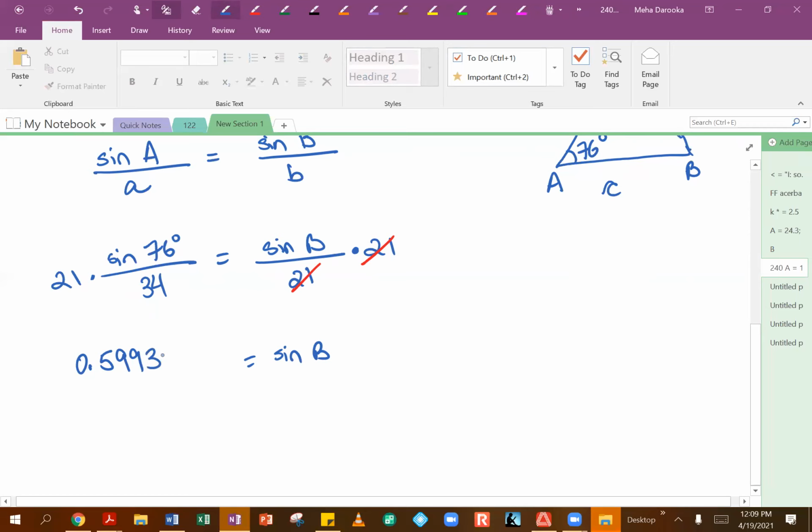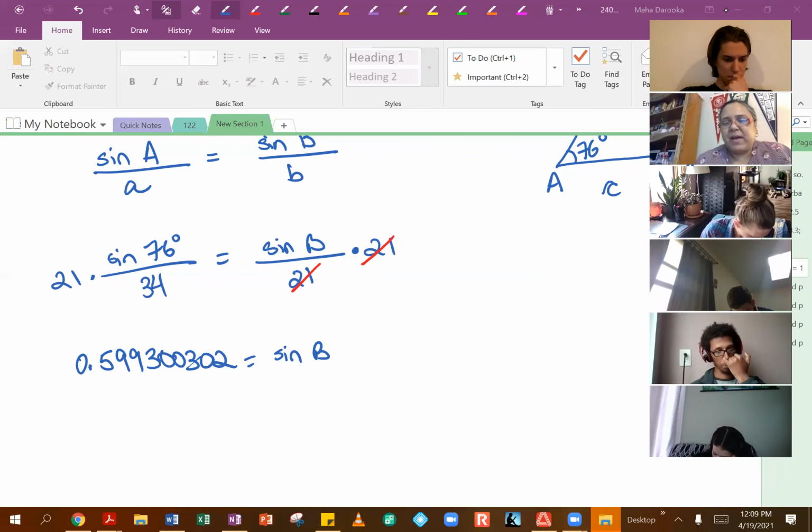0.5993, and then let's see, 0.0302. This is the sine of B value. So how are we going to find angle B in this case, guys? What will we need to do to find that angle B?